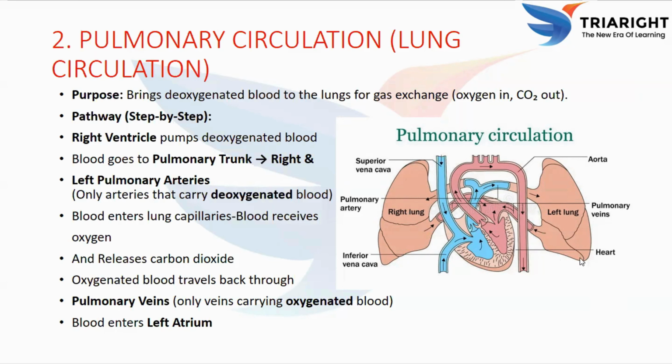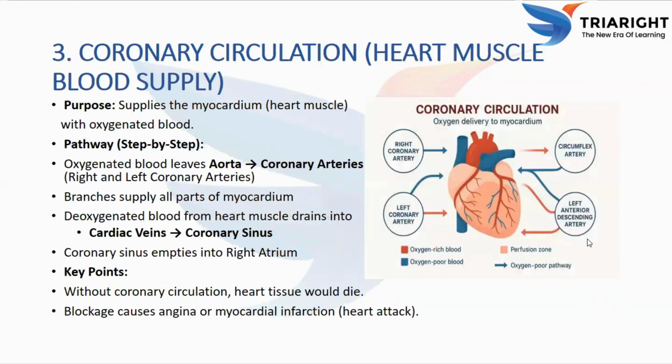So this is about the pulmonary circulation. And now let's talk about the coronary circulation. So what do you mean by the coronary circulation? It is also called the heart muscle blood supply. So what do you mean? It is a blood supply system of the heart itself.